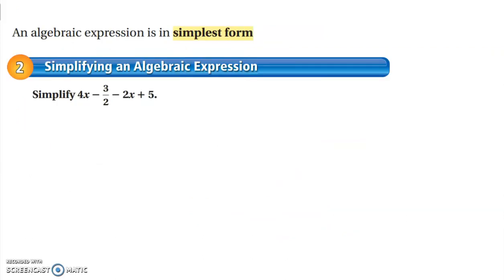All right, moving on. Simplifying an algebraic expression. An algebraic expression is in simplest form when there are no like terms and no parentheses. No like terms and no parentheses.